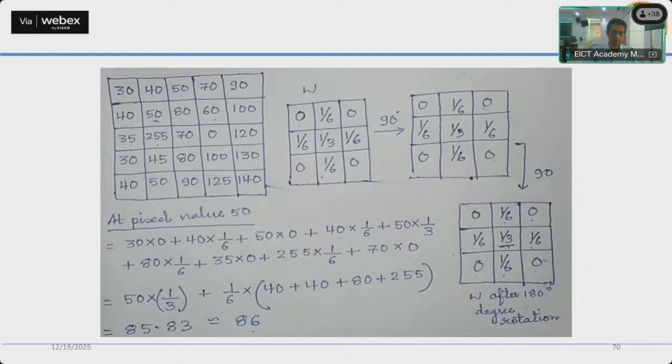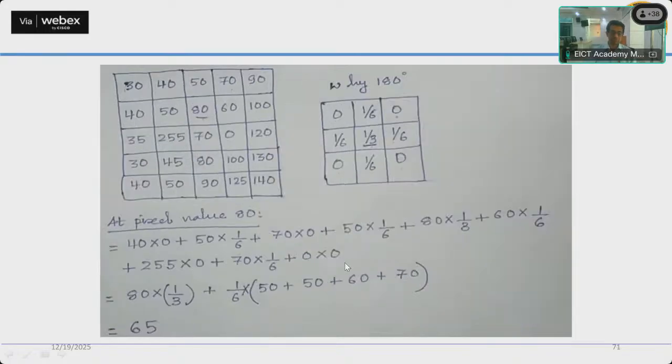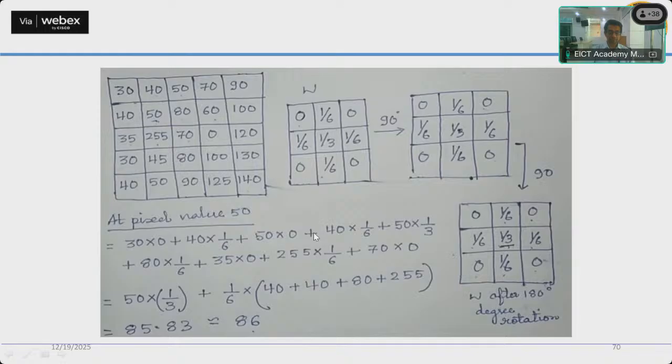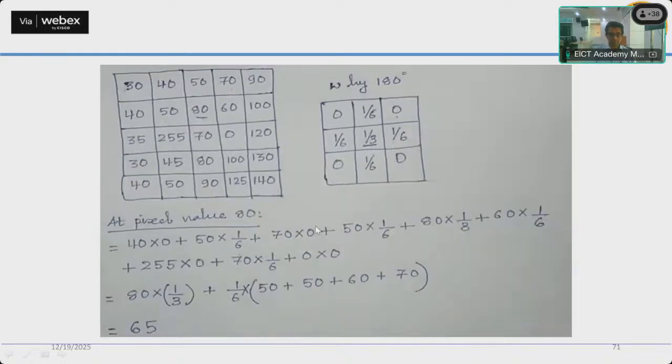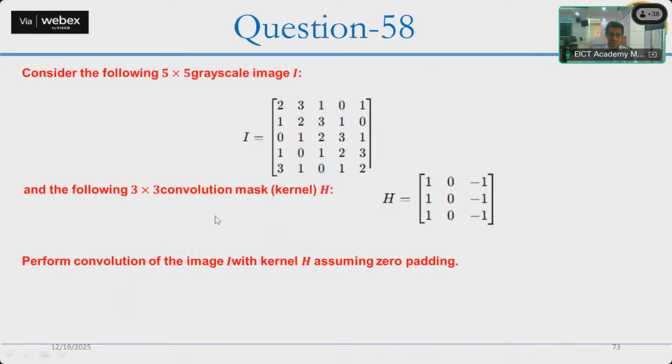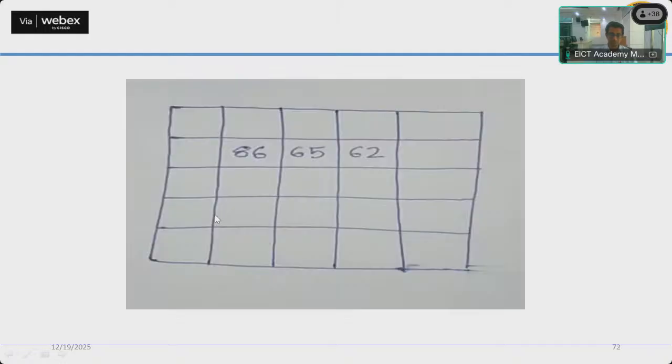How will you calculate the value at pixel value 50? If you calculate 30 into 0 plus 40 into 1 by 6 plus 50 into 0 plus 40 into 1 by 6 plus 50 into 1 by 3 plus 80 into 1 by 6 plus 35 into 0 plus 255 into 1 by 6 plus 17 into 0, then it is basically 86. And at the pixel value 80, again you can calculate the value, and when you calculate it, you are able to get these values.